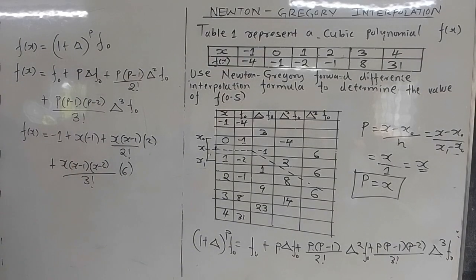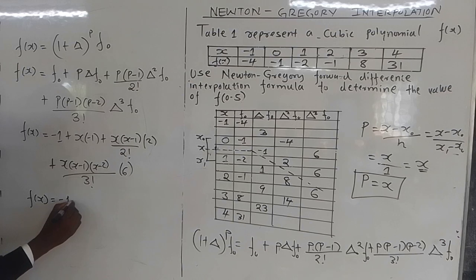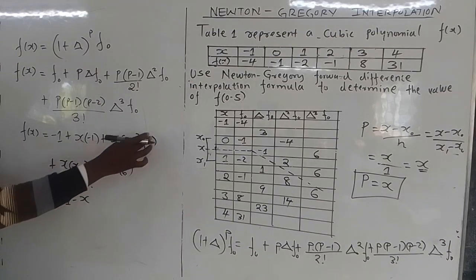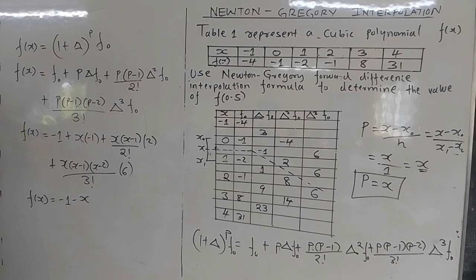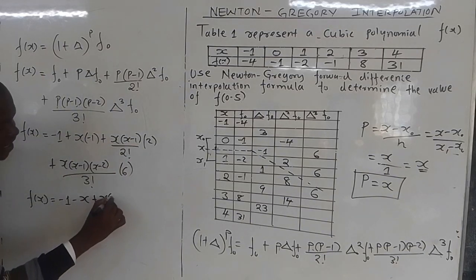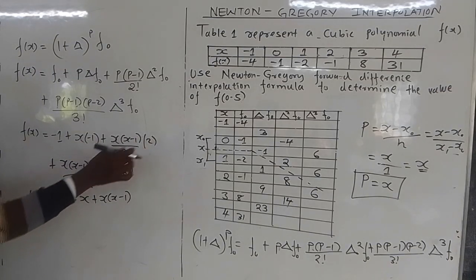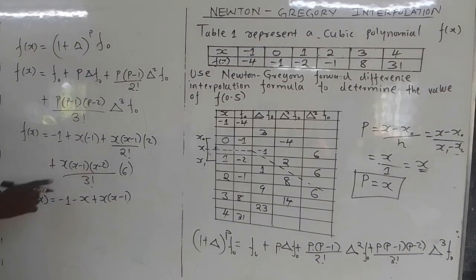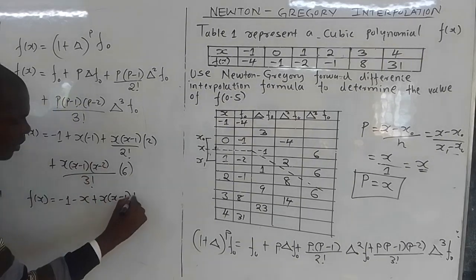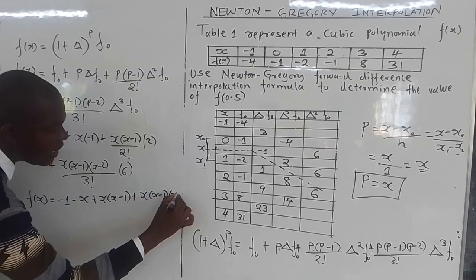So we simplify the formula. So we have f of x is equals to -1. Then you move x times -1, negative x, then 2 divided by 2 factorial, 1. So you remain with plus x into x minus 1. So that is what you remain with, isn't it? Because this 2 factorial is 2, divided by 2 goes, you remain with x into that. Then the next one, 6 divided by 3 factorial, 1. So see, this is what you now remain with. Are we together? You remain with x into x minus 1 into x minus 2.